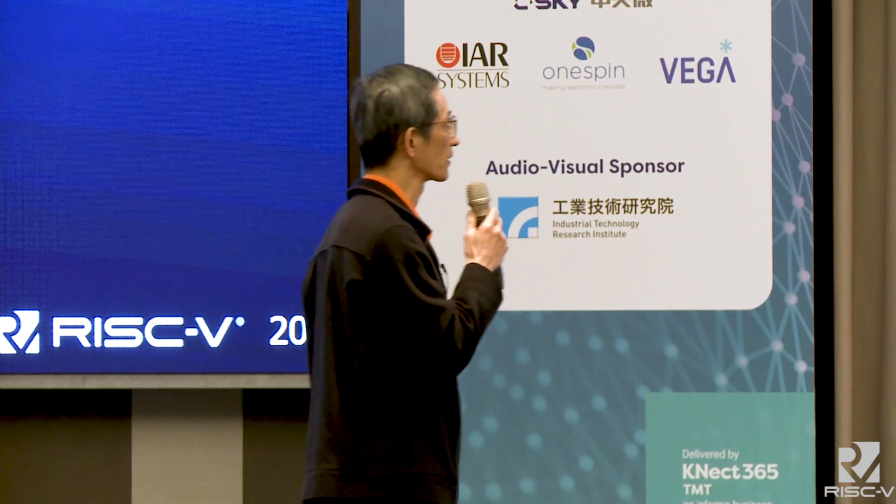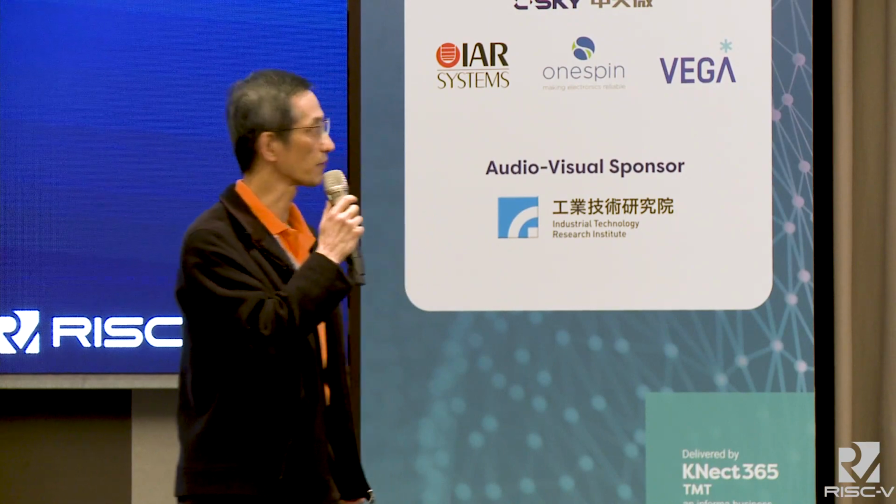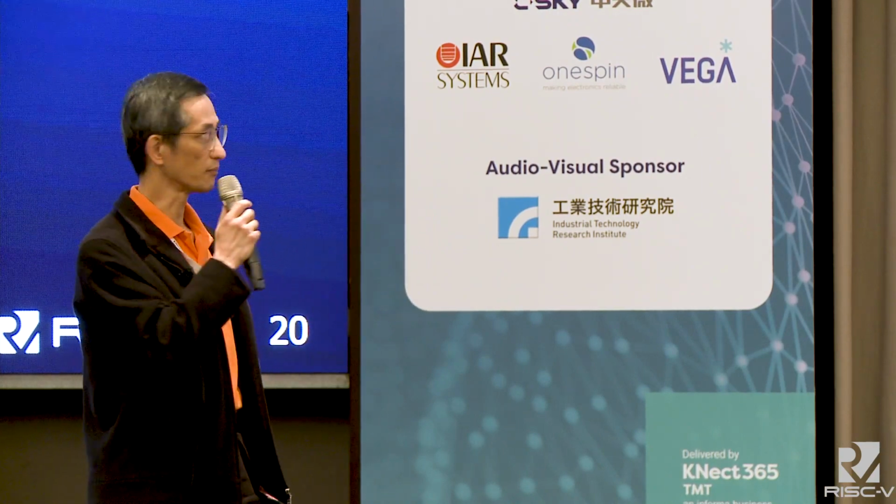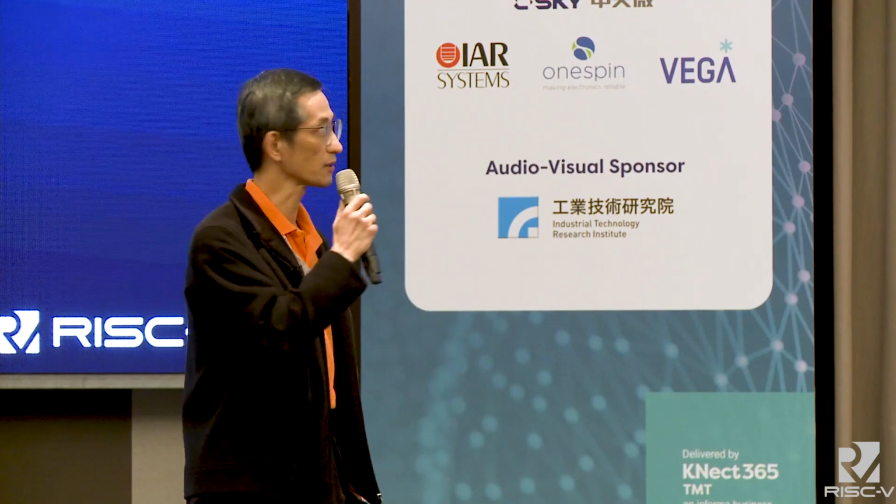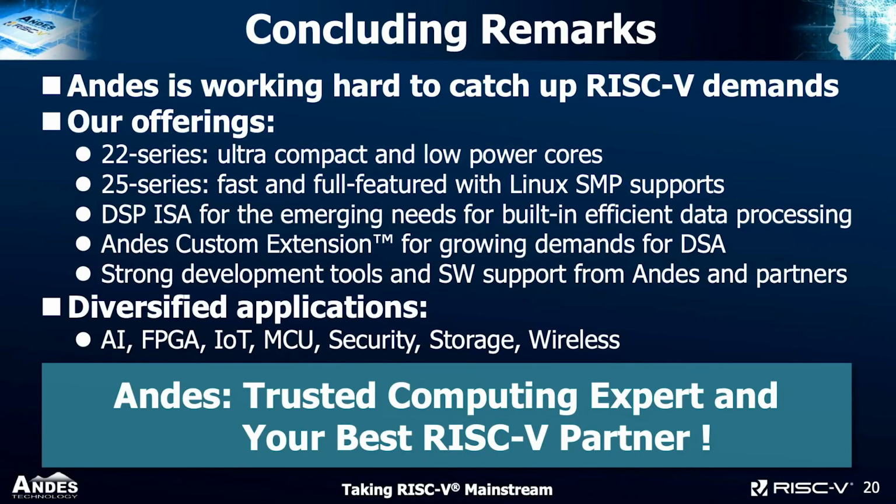And the 25 series is what we started with, so it supports 32-bit and 64-bit, and it has many configurations. So it can be used as fast and compact, but also full featured, running Linux SMP. And the DSP ISA is an emerging need we get from customers, and they require built-in data processing capability. So we quickly put that together, with very good performance and full support from the library as well as the compiler.